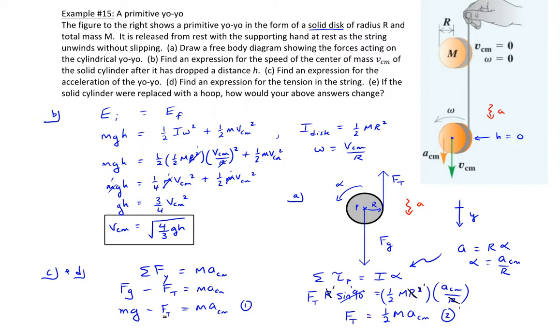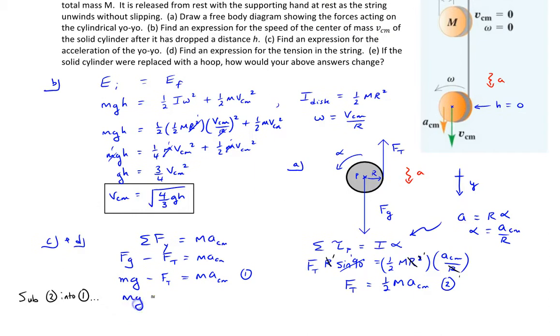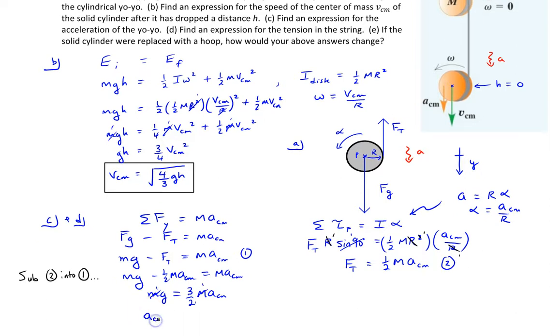So let's sub equation 2 into equation 1. We're going to get rid of this F_T and replace it with that now. So we have m times g minus 1/2 mass times acceleration of the center mass equals mass times acceleration of the center mass. When you bring that over to the other side, you're going to get 1 plus 1/2, which is 3/2 times mass times acceleration of the center mass, and then mg. And oh, look at that, m's on both sides. The m's cancel out. The mass is irrelevant. So the acceleration of our yo-yo disk is going to be 2/3 of g.